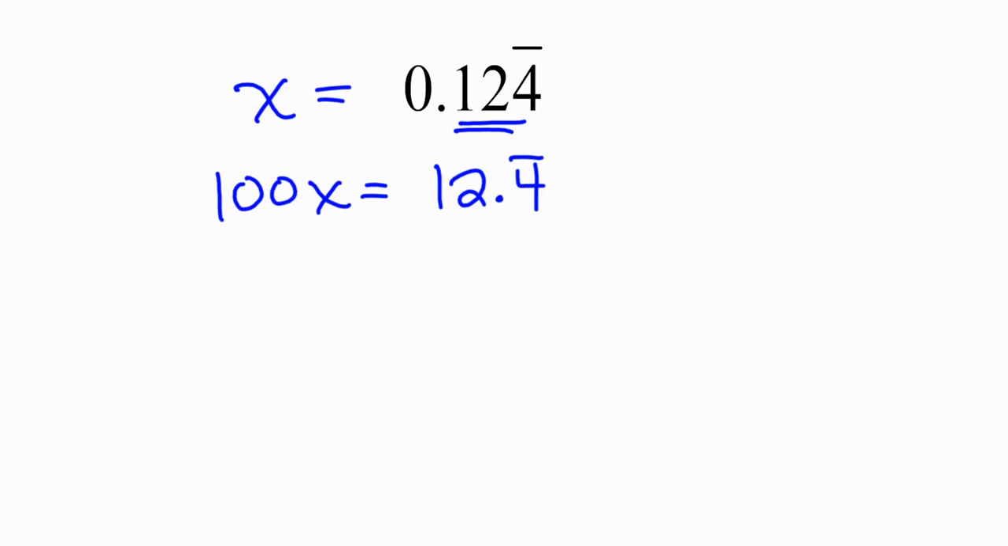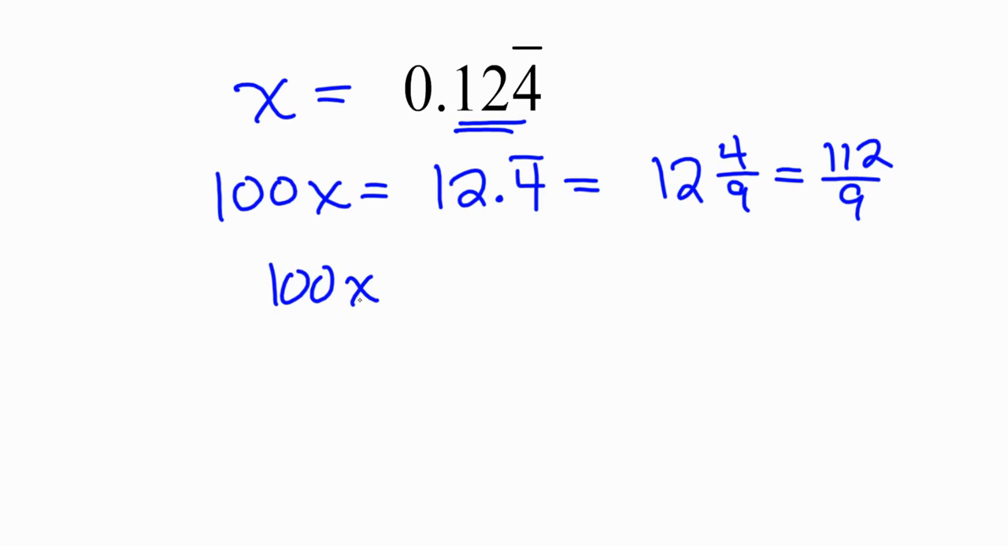Notice now that 2 digits have been moved to the other side of the decimal by multiplying by 100. And then likewise, if you had 3 digits that don't repeat, you would multiply by 1,000, you would multiply by 10,000, 100,000, and so on, depending on how many digits don't repeat. So again, this method will work for any type of repeating decimal. So again, now I'm going to write this using my nines method. This is 12 and 4/9. And then I'm going to write this as an improper fraction. 12 times 9 plus 4 is 112/9. So I have 100x is equal to 112/9.